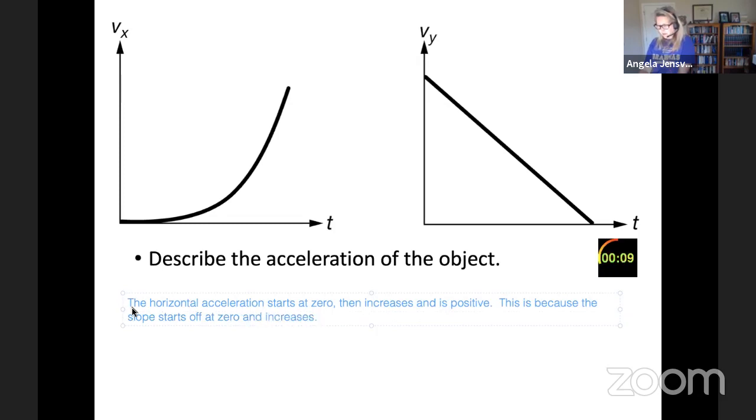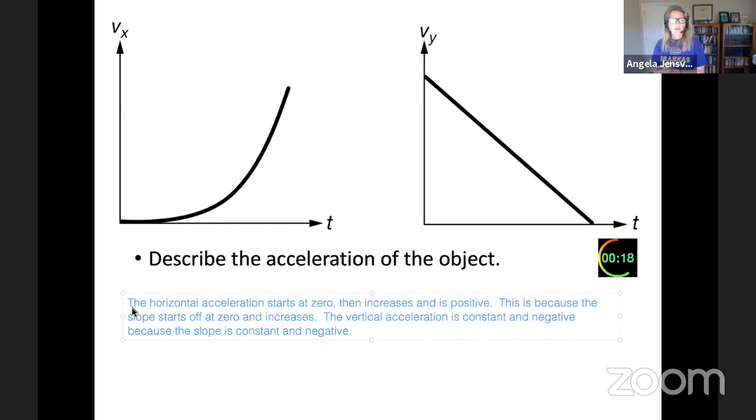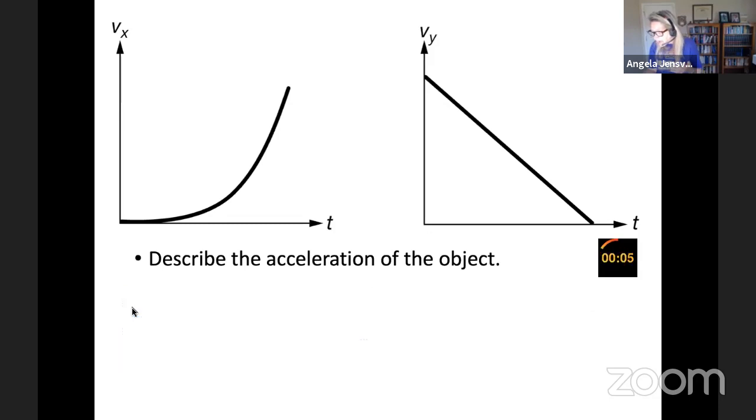How about that? Okay, what about the vertical? The vertical acceleration is constant and negative because the slope is constant and negative. Right? Okay, so we just did physics by typing. It's great. This question is from AP Classroom, from AP Physics C Mechanics. Okay, so let's get rid of that.